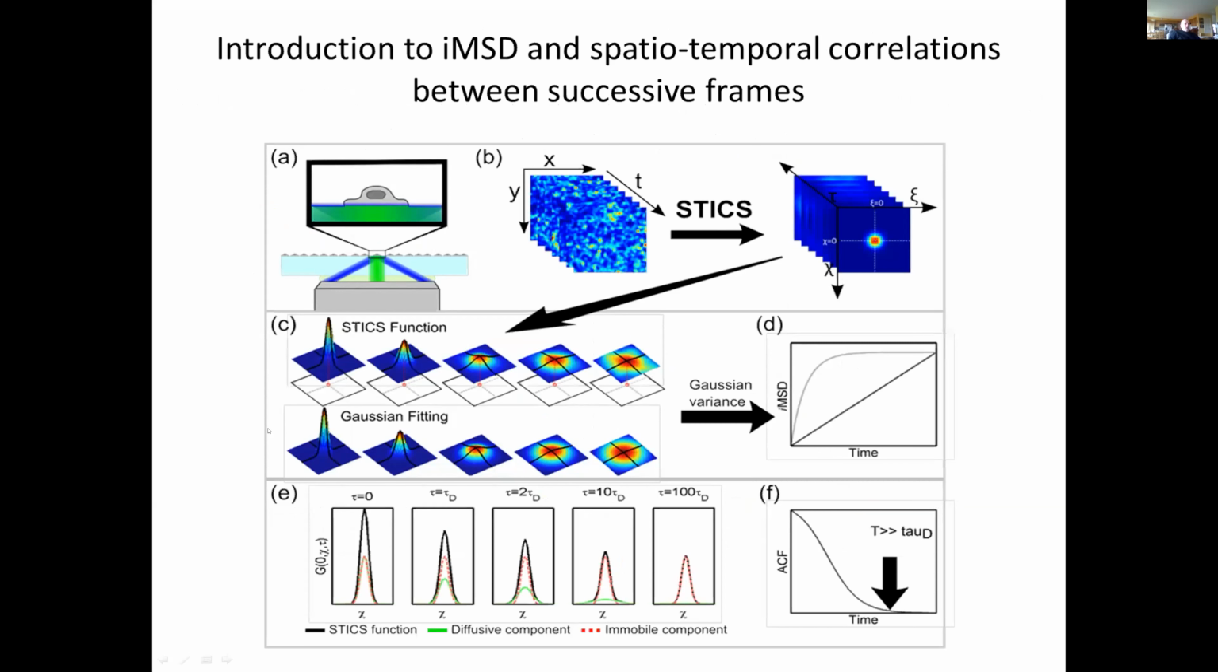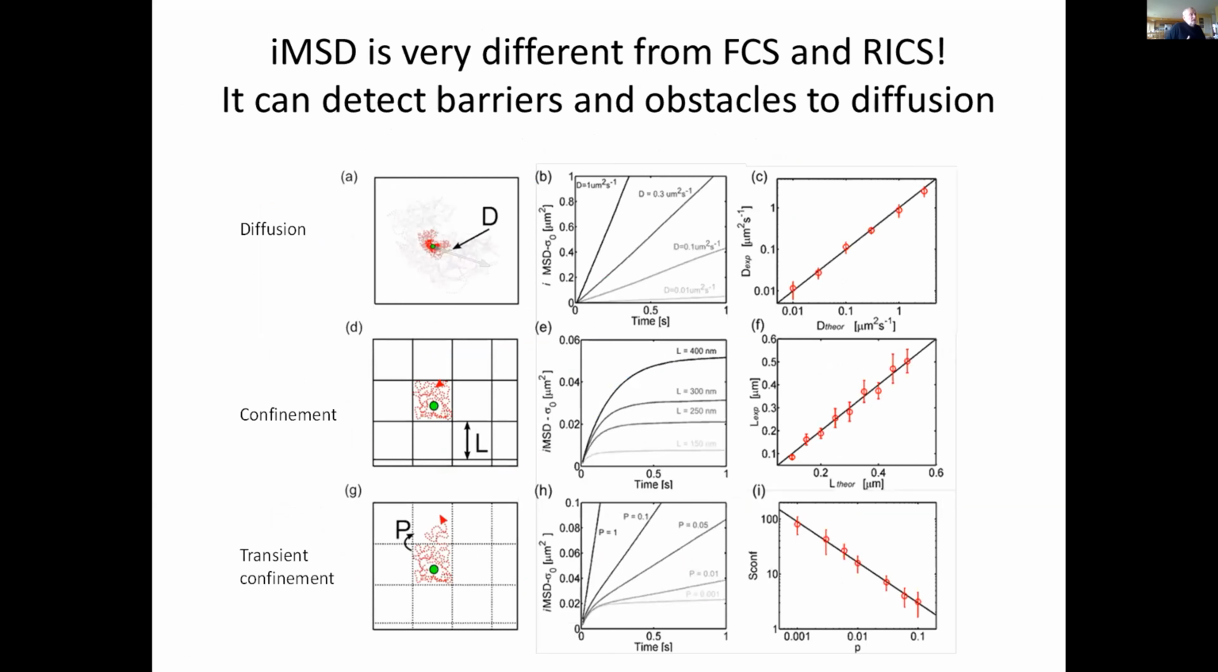We have essentially a Gaussian distribution, and this Gaussian distribution becomes flatter and flatter as we go with time. If we have an immobile part, at some point it will change, but will not become zero, because we have some parts which are immobile. And that was discussed in the case of it. Now let us see what is the difference between the iMSD, which stands for image mean square displacement, and FCS and RICS.